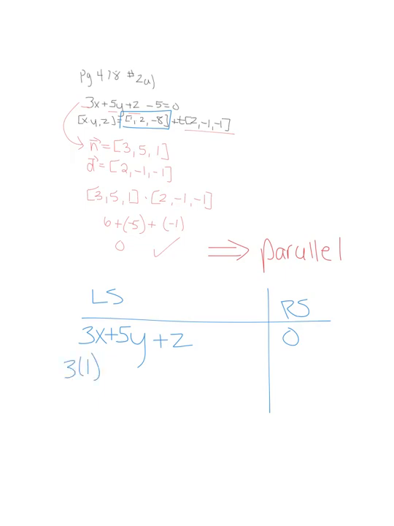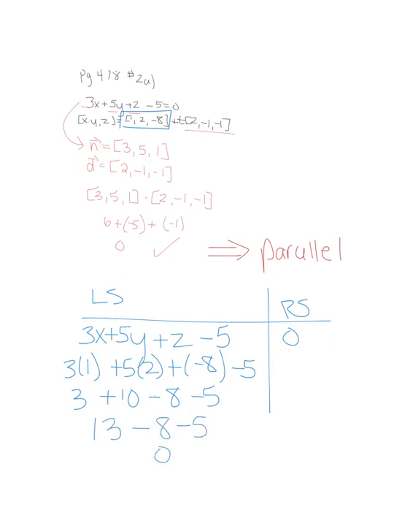So 3 times 1 plus 5 times 2 plus -8. 3 plus 10. I'm missing part of this equation. I'm sorry, there's a -5 in this original equation. Subtract 8, subtract 5. So 13, subtract 8, subtract 5, 0. So since my left side and my right side are the same, I know that that point 1, 2, -8 is on the equation of the plane. And so I know that these are coincident.